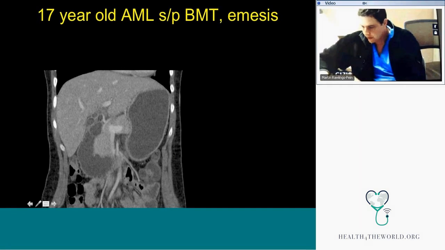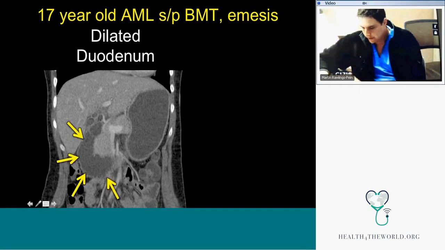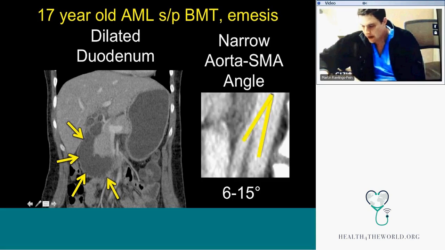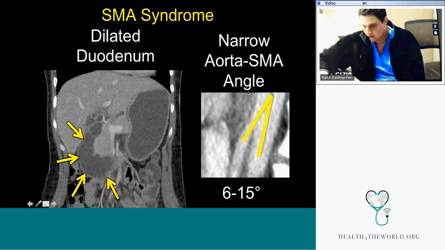Leukemia, transplant, throwing up, dilated duodenum. In an image, we see that there's a narrow aorta to SMA angle. It should be greater than 20, and it's going to be somewhere between 6 and 15, which is the range in which you expect to see SMA syndrome. This is our diagnosis. It can be associated with weight loss for other reasons.